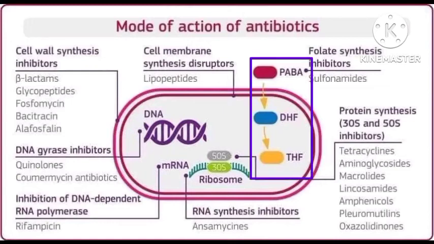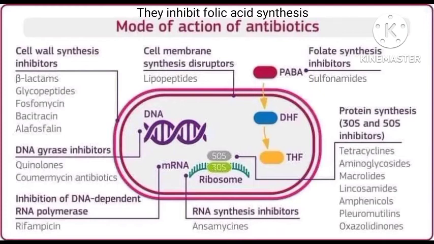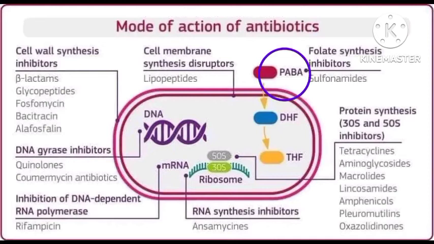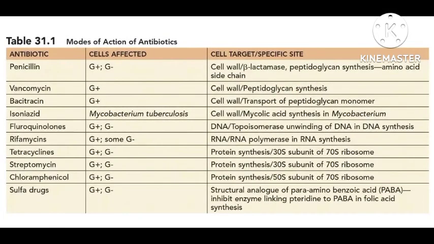Sulfonamides inhibit the folic acid synthesis which helps replication of DNA and RNA and protein synthesis by inhibiting the factor PABA, commonly called para-aminobenzoic acid. The second factor is DHF, dihydrofolate, and finally tetrahydrofolate.